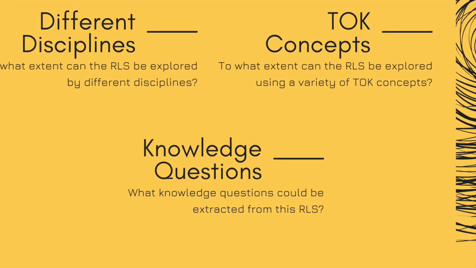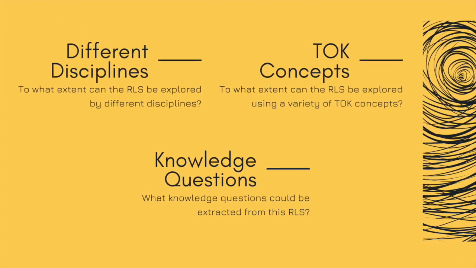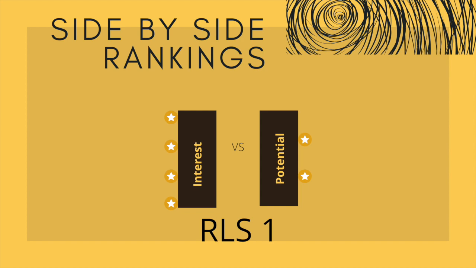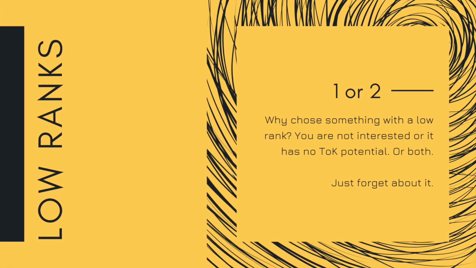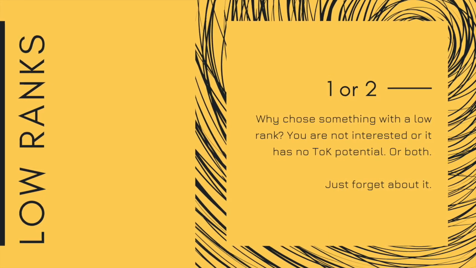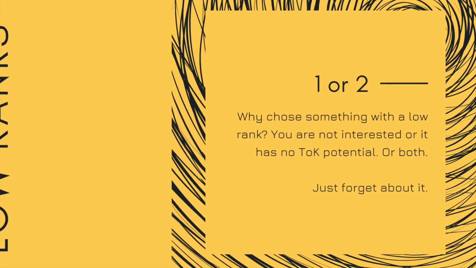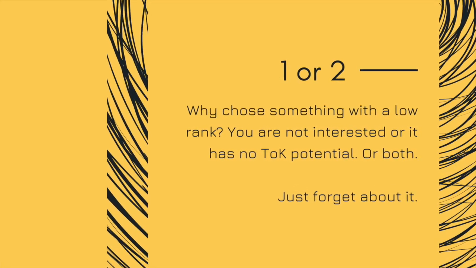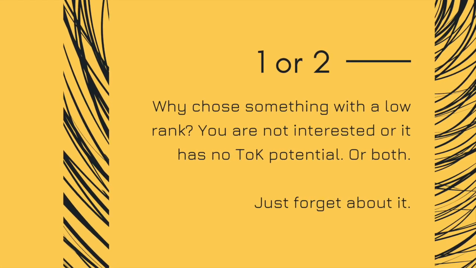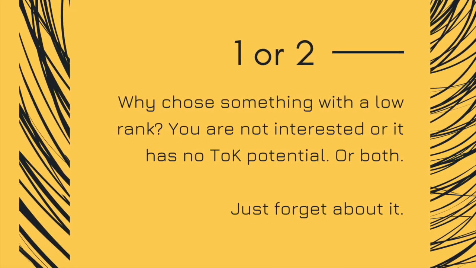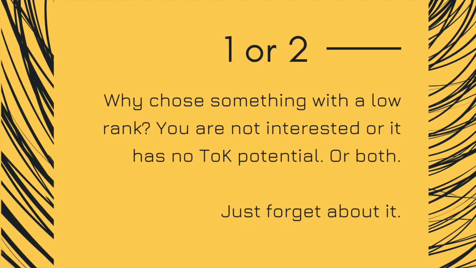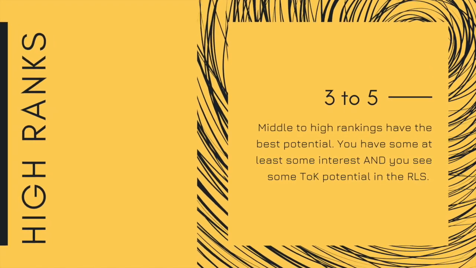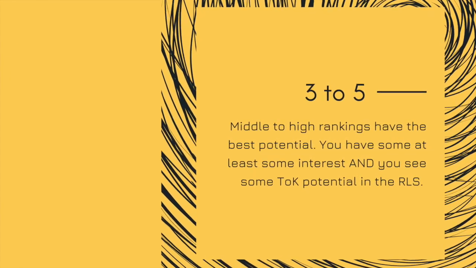To choose the best of these RLSs, we are going to compare those rankings. So it's best if you can see those rankings side by side. Let's quickly get rid of the RLSs that aren't useful to us. Those are ones that scored a 1 or a 2 on either of the rankings. You don't want an RLS that you're not interested in, and you don't want an RLS that has limited ToK potential. So we're looking for anything that is ranked 3, 4, and 5.